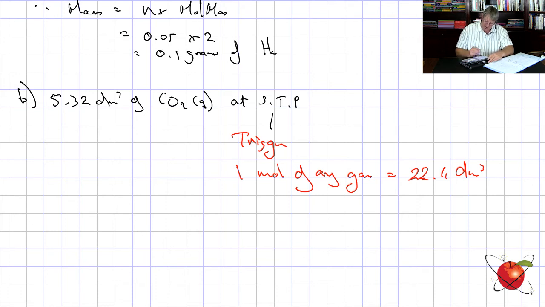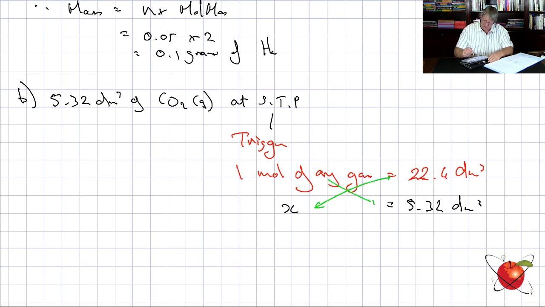So we say, right, I have got 5.32 decimeters cubed. Underneath, we put in what we know. We need to know how many moles, or what's the mass, so we've got to get to moles. Always getting to moles, unless moles are given, then we're going to be working out something else. So X moles, how do I solve this? Basically, it's cross multiply.